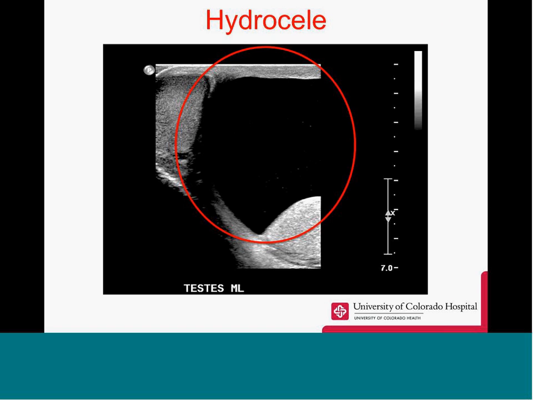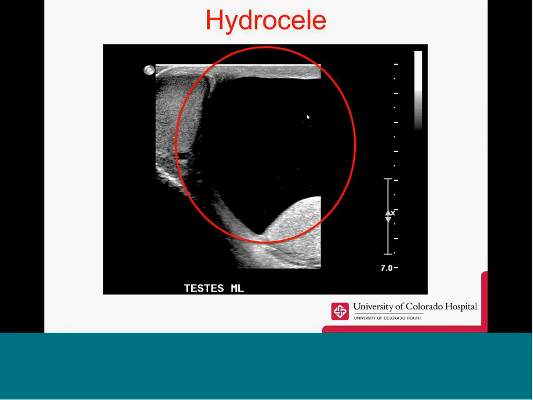Here we can see a large anechoic fluid collection within the left hemiscrotum. We have a right testicle here, our left testicle here. An easy way to tell that this is a hydrocele is that it is displacing the testicle. So it's being displaced to the posterior aspect of the scrotum and is space occupying.